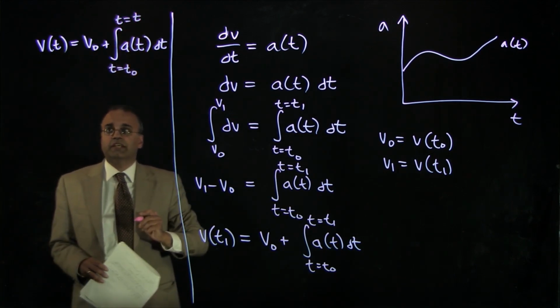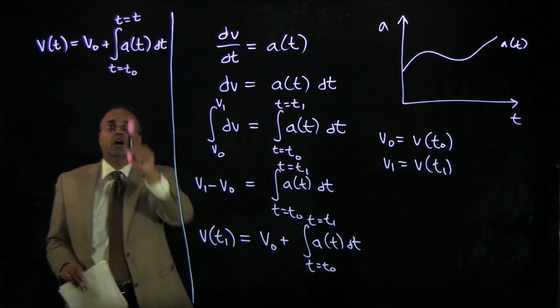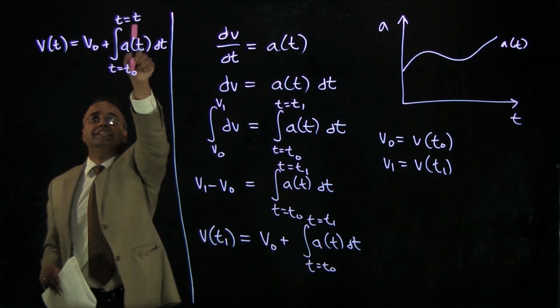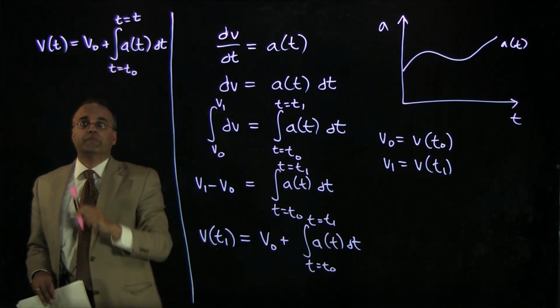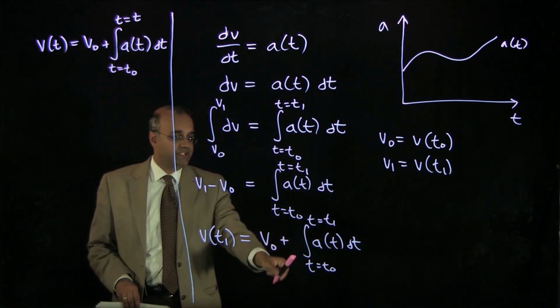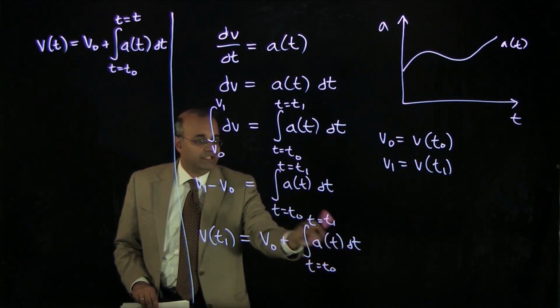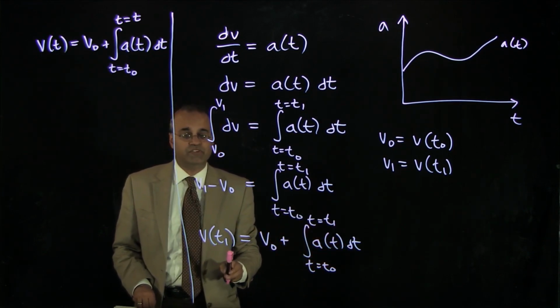Now there's something funny here, because I have t in the integration variable here, but I have t as one of my limits here as well. Whereas if I look at this expression here, there's a difference between the t in the integration variable and the limit t1. They actually represent different things.